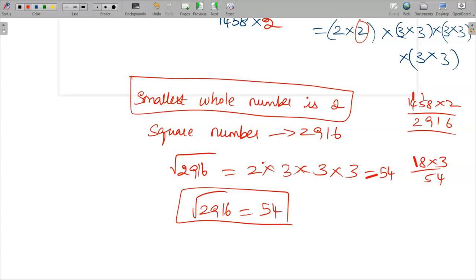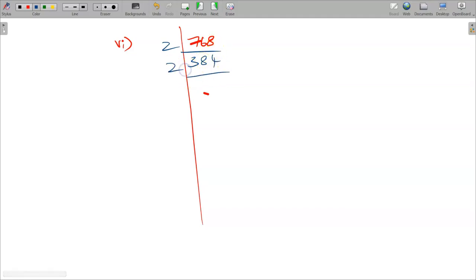Okay, so coming to the last problem, 768. So it is an even number, so we can divide by 2. 3 2s are 6, balance is 1, it will become 16. 8 2s are 16, so 4 2s are 8, again it is an even number, so divide by 2. 2 1s are 2, balance is 1, it will become 18. 9 2s are 18, 2 2s are 4, again it is an even number, so divide by 2. 9 2s are 18, balance is 1, it will become 12. 6 2s are 12, again it is an even number, divide by 2. 4 2s are 8, balance is 1, it will become 16.